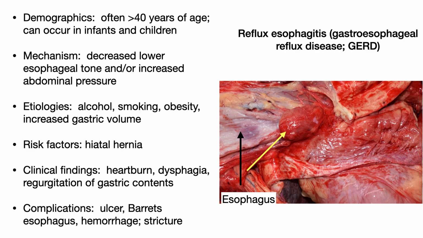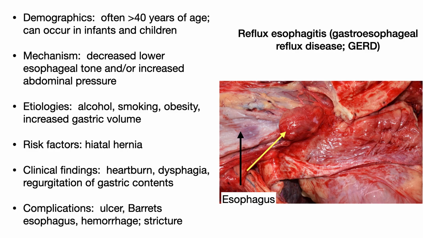Hiatal hernia, where you have basically stomach above the diaphragm, can do it. And to the right of it, the black arrow shows the open esophagus, and the yellow arrow shows the stomach. And to the right of that is where the diaphragm is. So that was basically stomach that was prolapsed above. That would be a hiatal hernia.